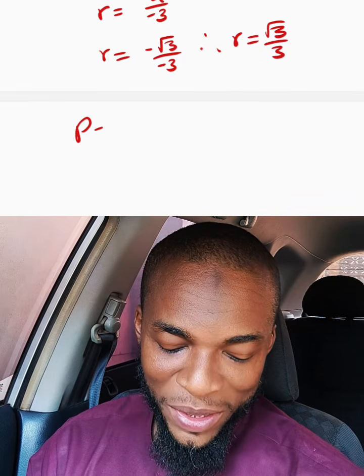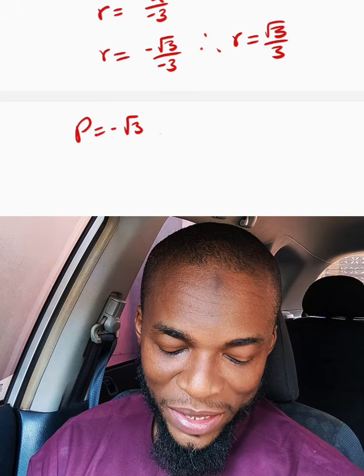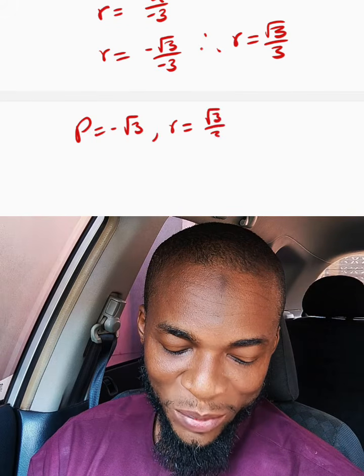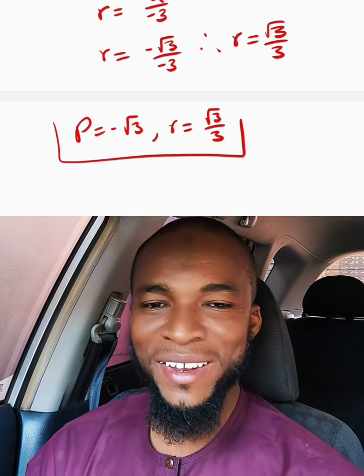So the two values we are looking for, p and r: p is equal to −√3, and r is equal to √3 divided by 3. As simple as that. Yes.